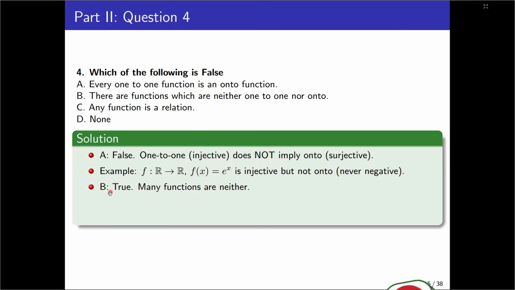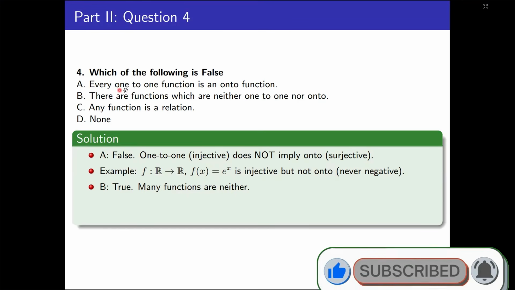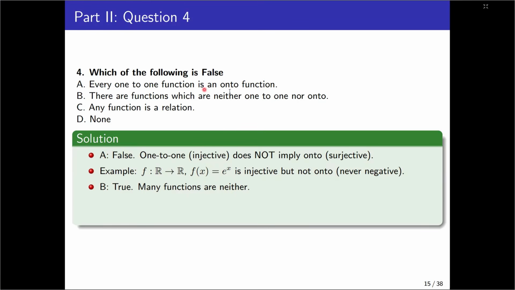Due to this fact, A, that every one-to-one function is an onto function, is a false statement. B is true, that means there are functions which are neither one-to-one nor onto. Basically, we may have a function which is neither of these two, that is neither one-to-one nor onto, so it's true.